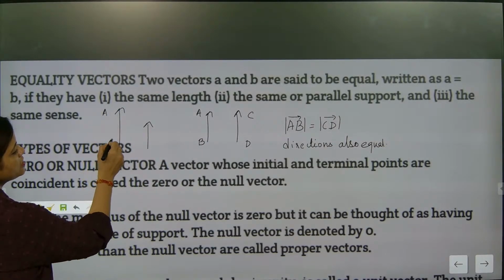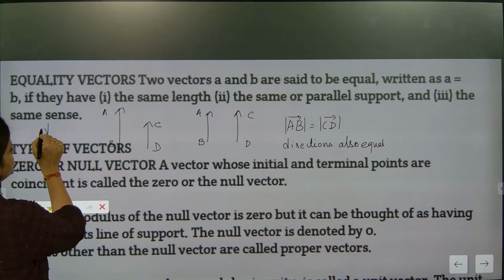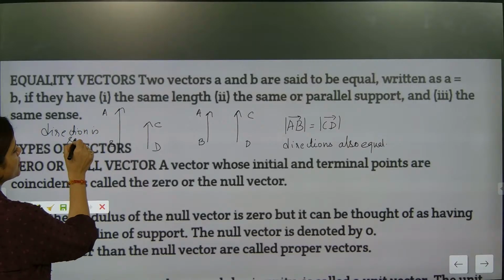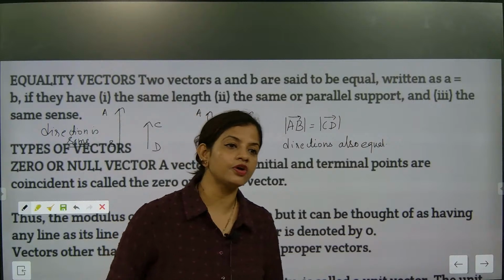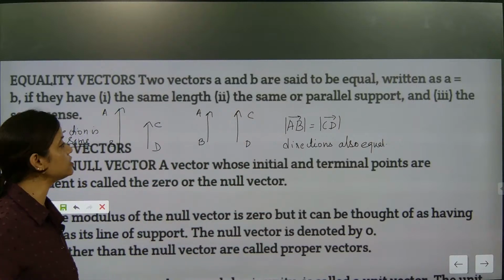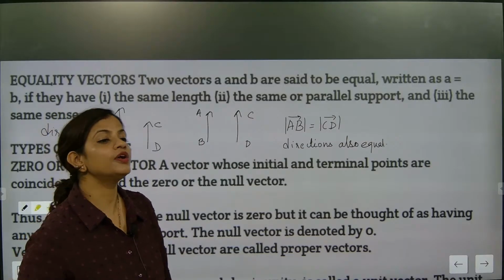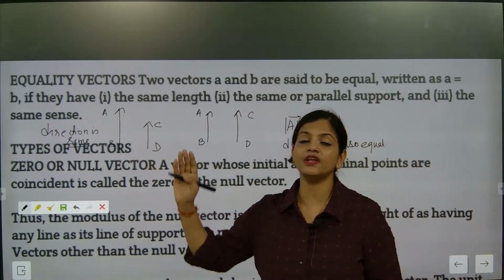Are they equal? See, the direction is same, but the magnitude is not same. So since the direction is same and the magnitude is not same, what will it be considered as, beta? It will be considered as equivalent vectors.